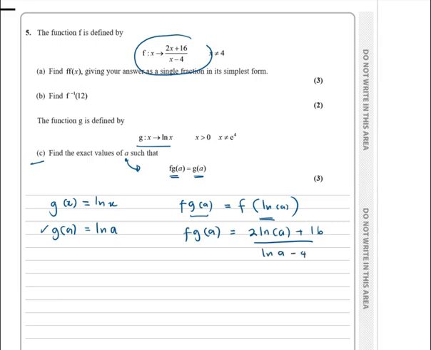But what they're saying here is that these functions are the same. So at that value of a, the function is the same. That means 2 ln of a plus 16 over ln of a minus 4 is the same as ln of a. Now we try to solve this equation.